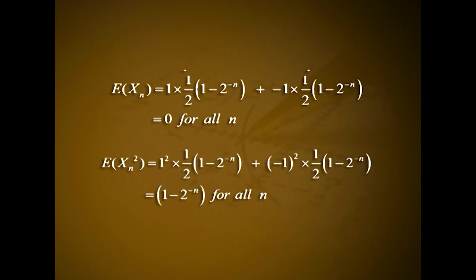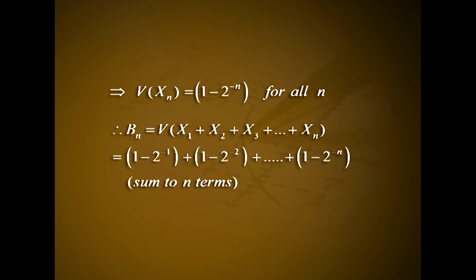Expectation of xn equal to 1 into 1 by 2 into 1 minus 2 raised to minus n plus minus 1 into 1 by 2 into 1 minus 2 raised to minus n, that is equal to 0 for all n. Expectation of xn square equal to 1 square into 1 by 2 into 1 minus 2 raised to minus n plus minus 1 square into 1 by 2 into 1 minus 2 raised to minus n, that is equal to 1 minus 2 raised to minus n for all n. Variance of xn equal to 1 minus 2 raised to minus n for all n.